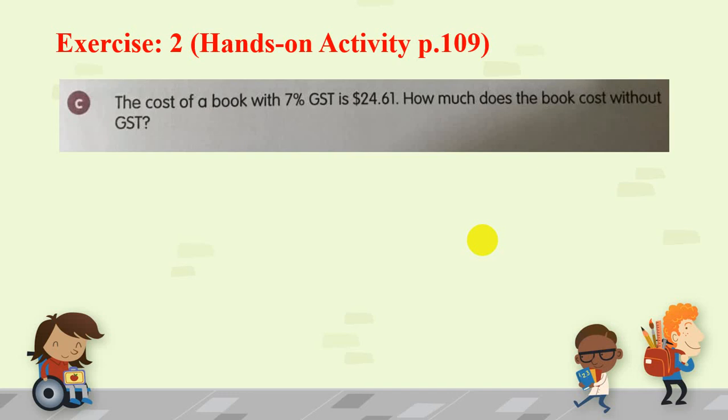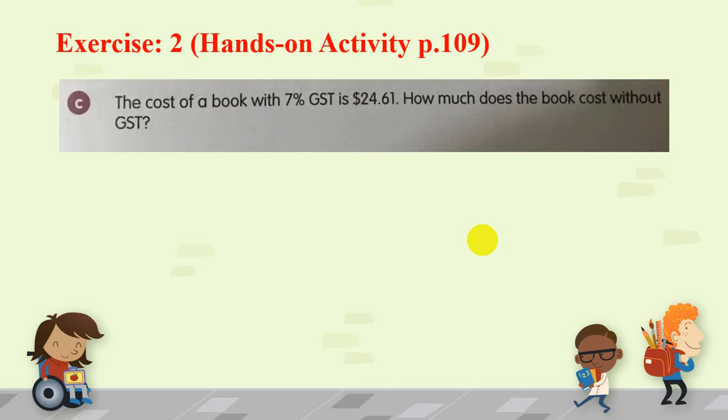Okay, so here they said that the cost of the book with 7% GST is 24.61. So it means that 24.61 here is not the cost of the book alone, but it already includes tax, includes GST. So how much does the book cost without GST? Do you think that the price of the book is lower than 24.61 or higher than 24.61? I'm sure that you understand this one. The price of the book is absolutely lower than 24.61, because 24.61 here also includes the tax. So if we subtract the tax, then it will be lower than this.